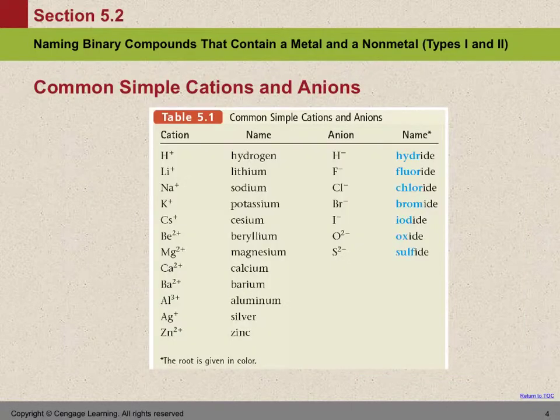Here's a list of simple cations and anions. And if you remember how we name a cation and anion, the cation is just the element itself plus the word ion. So here for hydrogen, it would just be hydrogen ion, lithium ion, sodium ion, potassium ion. Then for anions, we just add the ending -ide. So hydride, fluoride, chloride, bromide, iodide, oxide, and sulfide.